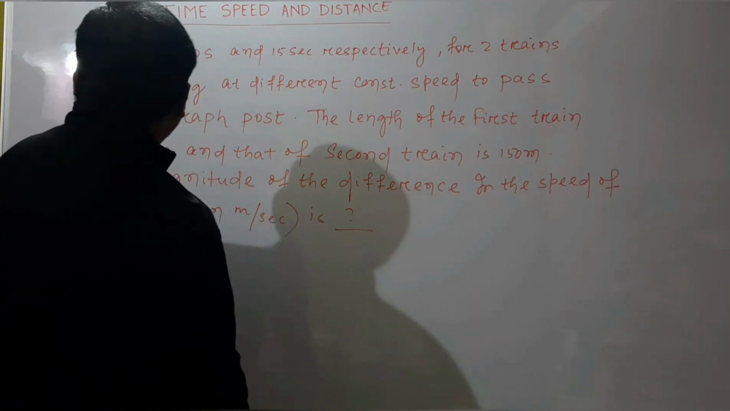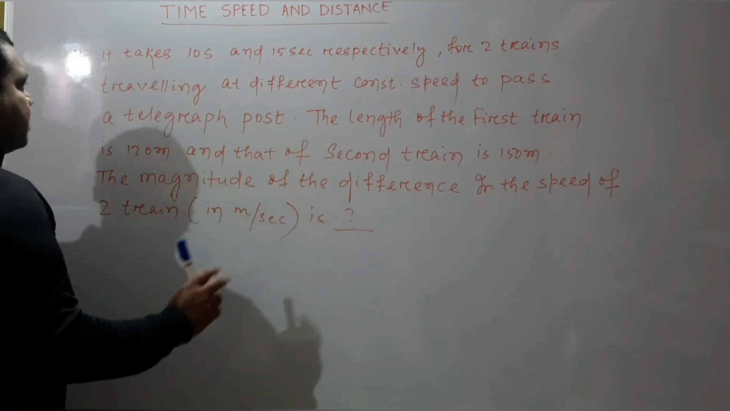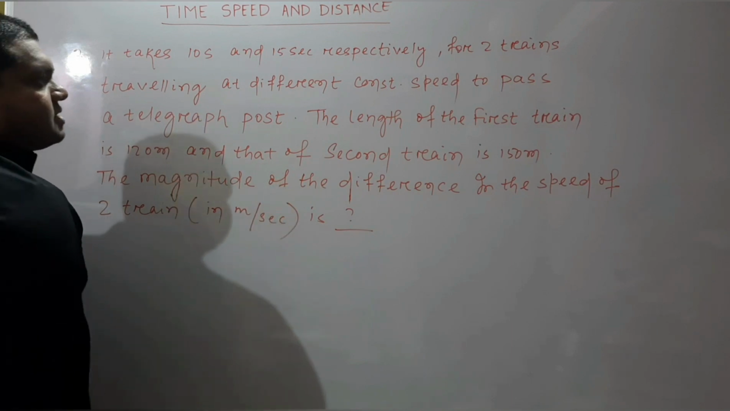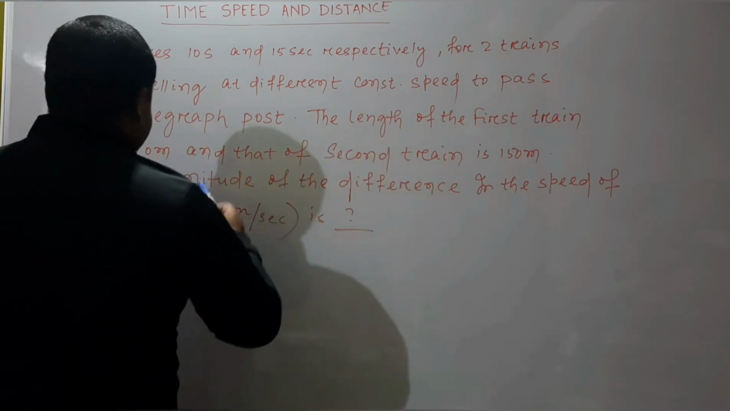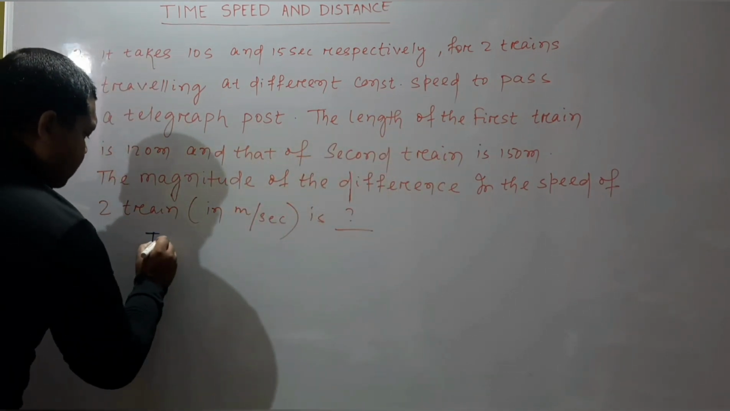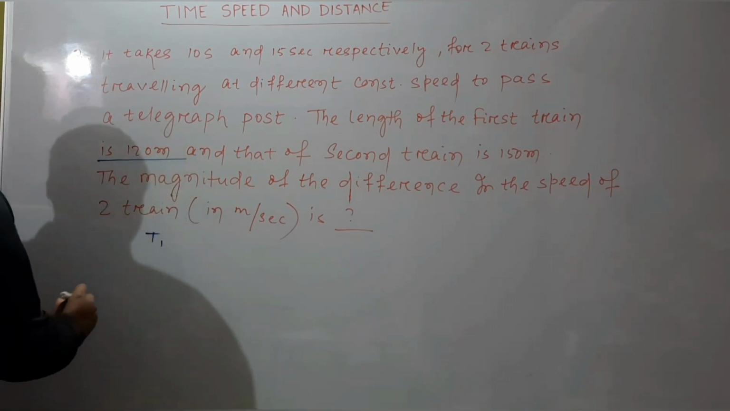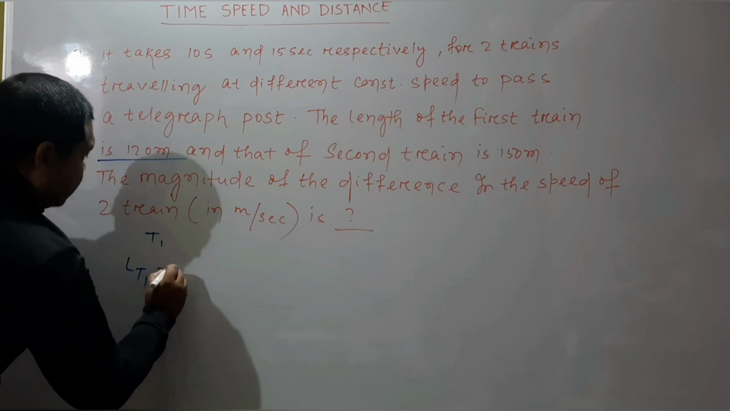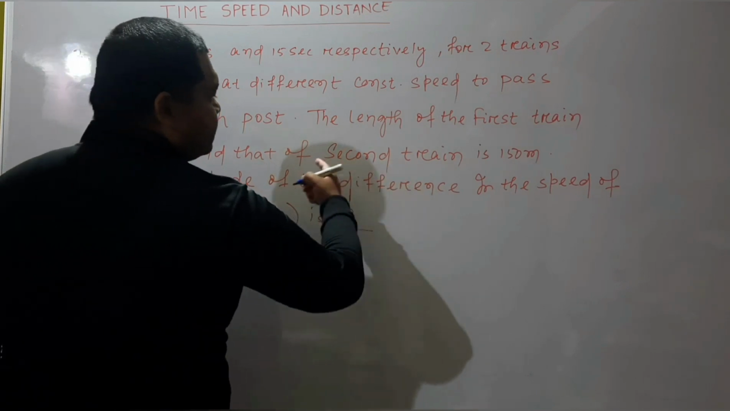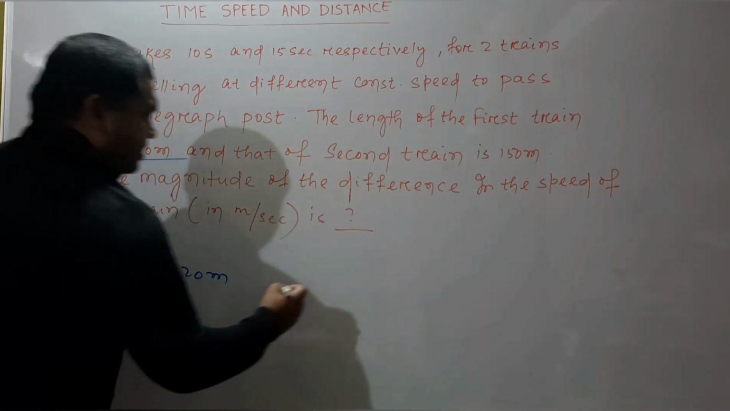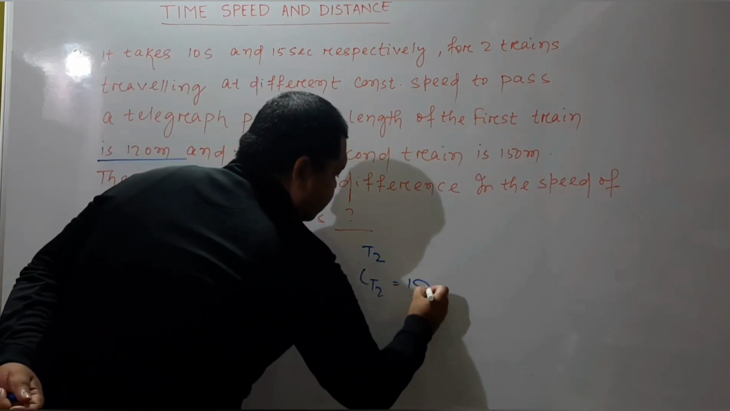Now look at this question. It takes 10 seconds and 15 seconds respectively for two trains traveling at different constant speed to pass a telegraph post. The length of the first train, let it be train number 1, is 120 meters. Suppose LT1 is given, this is equal to 120 meters. Similarly for train 2, that is the second train, is 150 meter. Let us assume this is T2, and for this LT2 is equal to 150 meter.